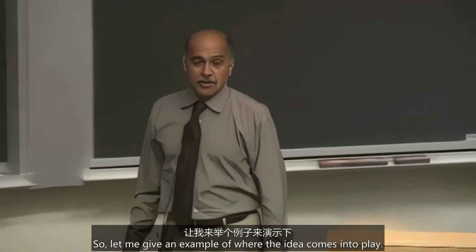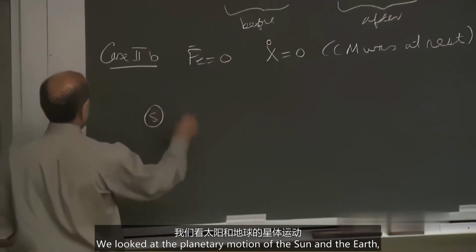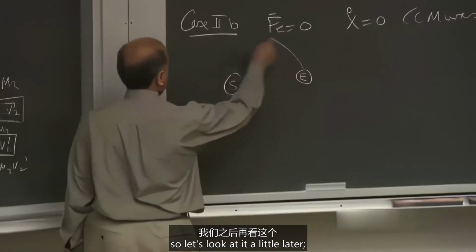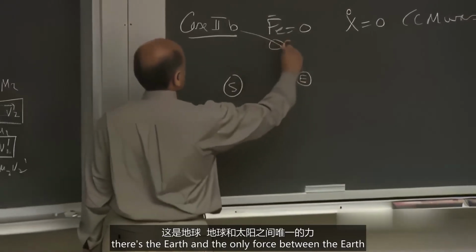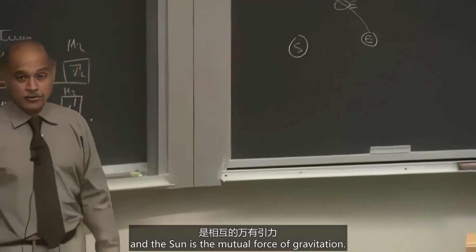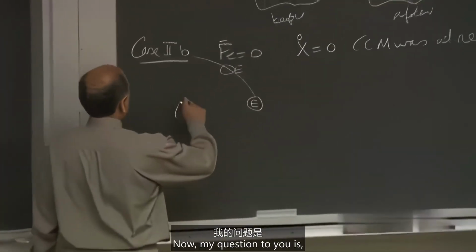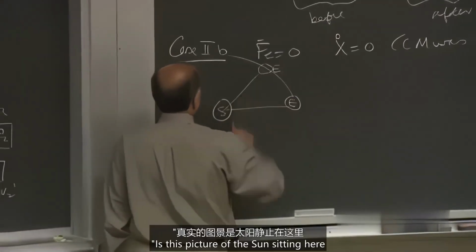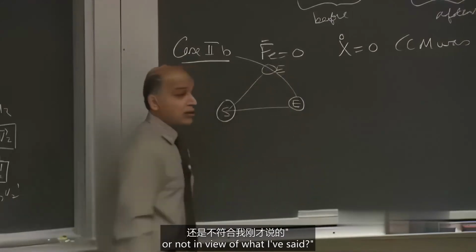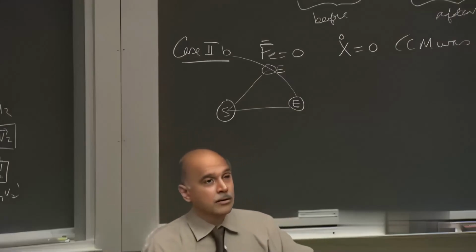So let me give an example of where the idea comes into play. We looked at the planetary motion of the sun and the earth. And I said the earth goes around the sun. So let's look at it a little later. That's the earth. And the only force between the earth and the sun is the mutual force of gravitation. Now my question to you is, this picture of the sun sitting here and the earth moving around, acceptable or not in view of what I've said? Yes? The sun and earth revolve around their mutual center of gravity.